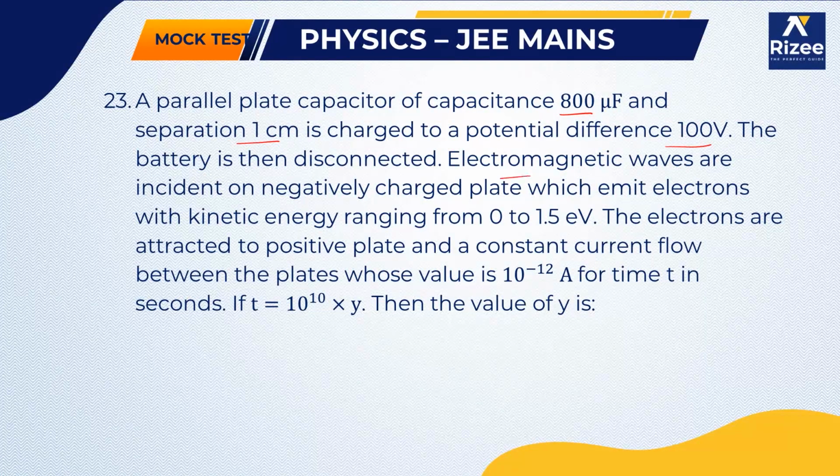Now, electromagnetic radiation has been falling on the negatively charged plate, which emits electrons with this much kinetic energy. The electrons are attracted towards the positive plate, with a constant current flow. So he's asking how much time it will take. How can you calculate this particular current flow?